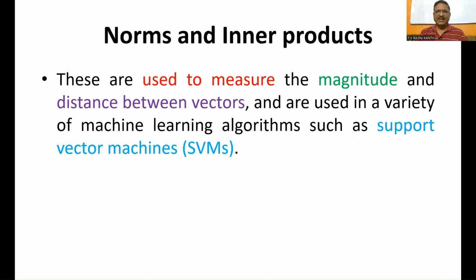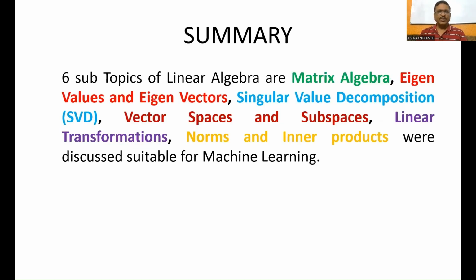Norms and inner products are used to measure magnitude and distance between vectors, and are used in a variety of machine learning algorithms like support vector machines. If you want to measure the distance between two support vectors, and the distance between the hyperplanes also, we can make use of norms and inner products.